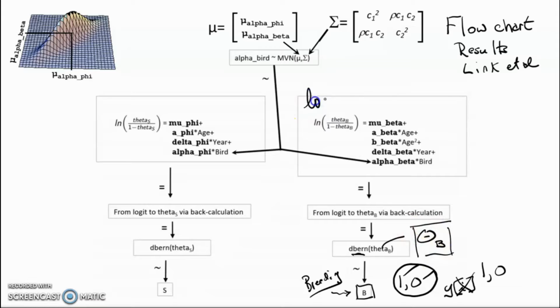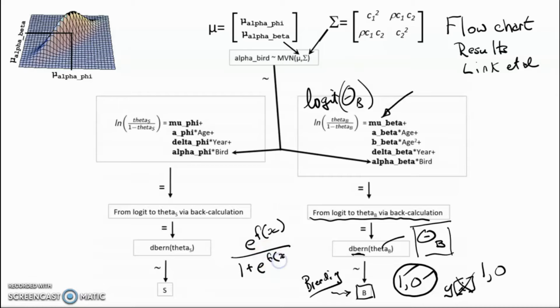So how do we get theta B? We get theta B by saying that the logit of theta B is going to be equal to this function. And then once we've got the logit, we can back calculate using what we saw before, which is this idea of e to the f of x, over 1 plus e to the f of x.